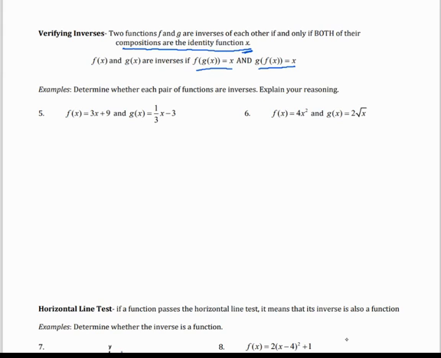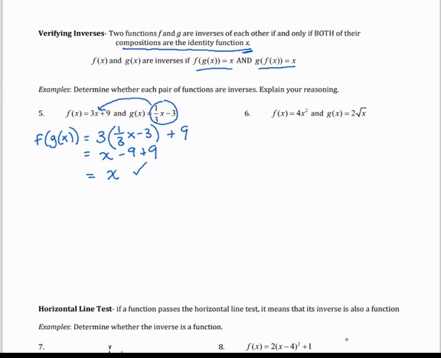So let's test out number 5. Let's first find f of g of x. If you recall from our last section, our composition, we take g in this case, and we're going to plug it in for f. So we'll have 3 times (1/3 x minus 3) plus 9. I'll simplify that. 3 times 1/3 cancels to just be 1x. 3 times -3 is -9. And if I simplify that, we get x. So that is good news. f of g of x equals x.